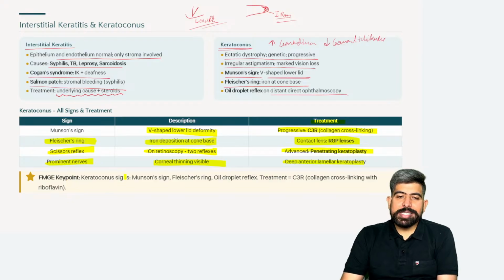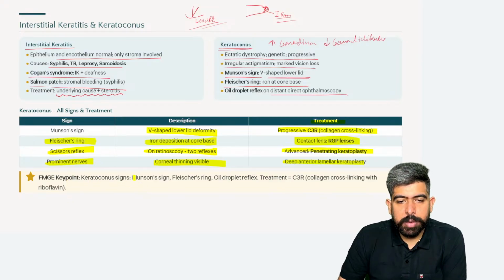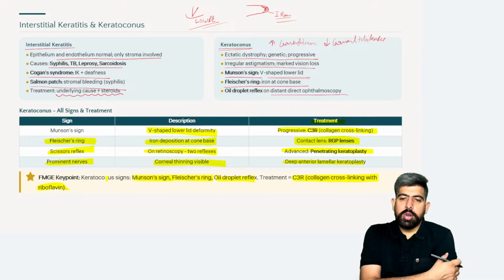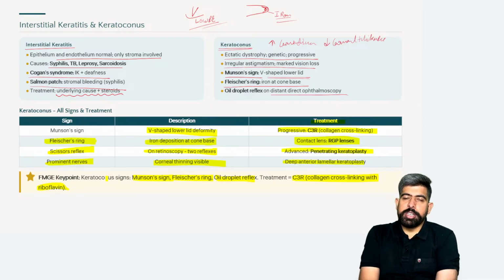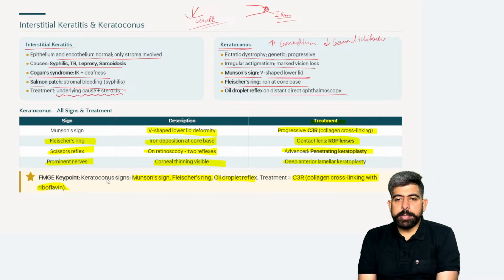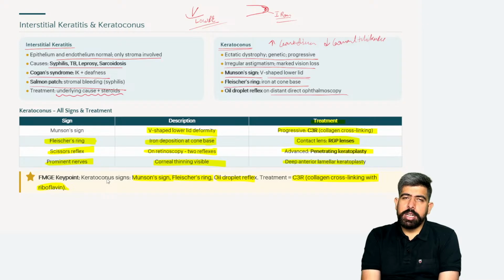The key point here for keratoconus signs: remember the Munson sign, the Fleischer ring, and the oil drop reflex. For treatment, please remember C3R, corneal collagen cross-linking with riboflavin, which is C3R CXL surgery. Yes, C3R. Please remember this collagen cross-linking with riboflavin. Is it clear, guys?